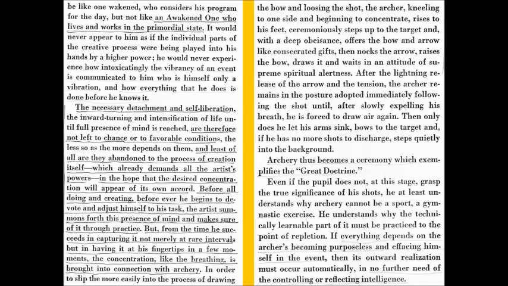After the lightning release of the arrow and the tension, the archer remains in the posture adopted immediately following the shot until, after slowly expelling his breath, he is forced to draw air again. Then only does he let his arm sink, bows to the target, and if he has no more shots to discharge, steps quietly into the background. Archery thus becomes a ceremony, which exemplifies the great doctrine.